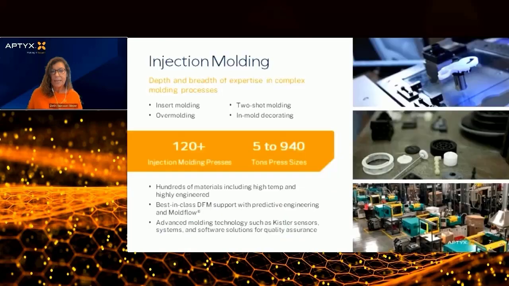And then taking a look at molding, our sweet spot is really complex processes. So insert molding, two-shot molding, over molding, even in-mold decorating. You can see a big range of press sizes from 5 to 940, covering hundreds of materials, specializing in high temp and highly engineered. We use advanced technologies such as Kistler, and then really why we are here today: best-in-class DFM support with predictive engineering and Moldflow, all focused on helping our customers get to market faster, more efficiently, so that we can all get better care to patients and care teams globally. And with that, I'm going to turn it over to Brian.